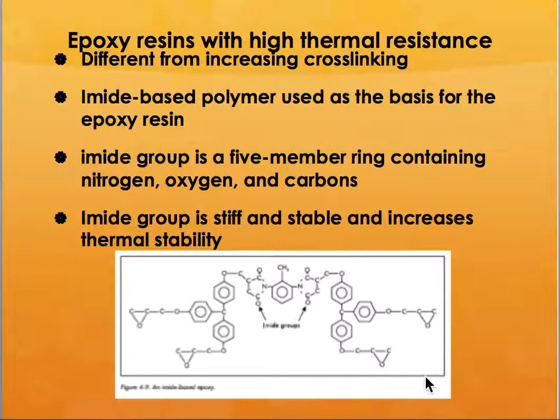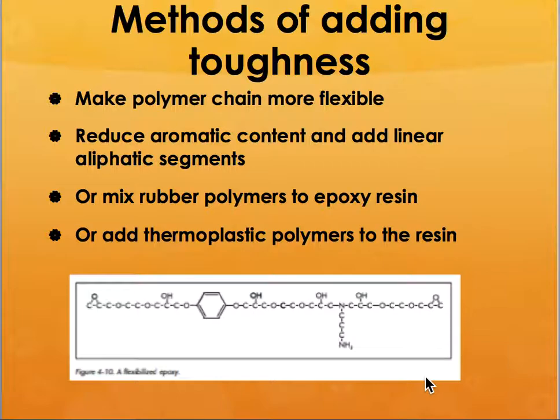Imide group is stiff and stable and increases thermal stability. So when you have epoxies, it is not always the best material for toughness. So if you have a composite material with an epoxy matrix, they may not always be tough. So you have to know how to add toughness to the matrix.